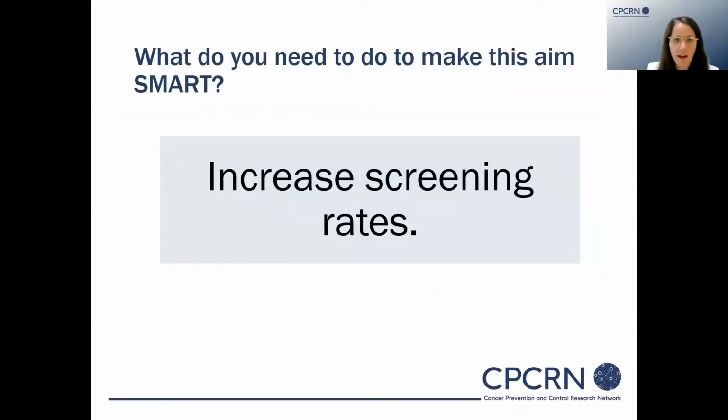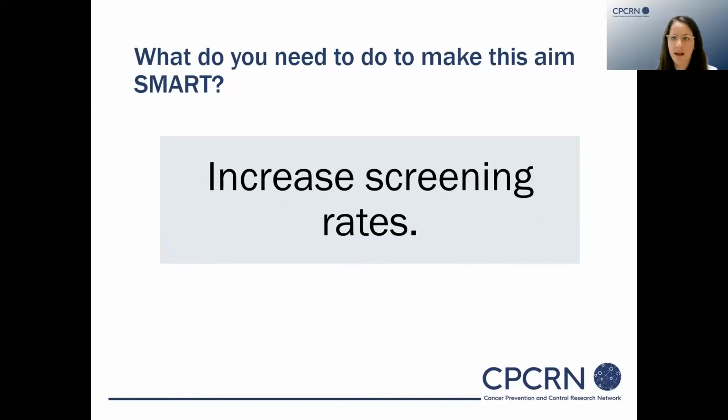So here's a SMART goal that's not actually very smart. Increase screening rates. How can we make that goal a little smarter? What should we add to that goal to make it specific, measurable, attainable, relevant, and time-based? Anybody have any ideas? Increase screening rates by X%, by X date, by doing X. Yes, that's perfect. Intended population, yeah.